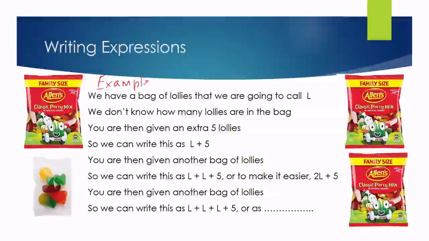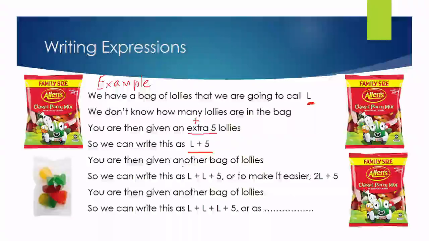The example is I have a bag of lollies that we are going to call L. So we've got L lollies in our bag of lollies. We don't know how many lollies are in the bag, and you are given an extra 5. The first thing I need to think about is what operation, plus, minus, multiply, or divide, does the word extra mean? That means I've been given an additional 5 lollies. So it pretty simply means that I'm going to plus. So if I've got my original packet of lollies, which is L, and I've got another 5, then my mathematical expression would be L plus 5, as you can see on the screen.